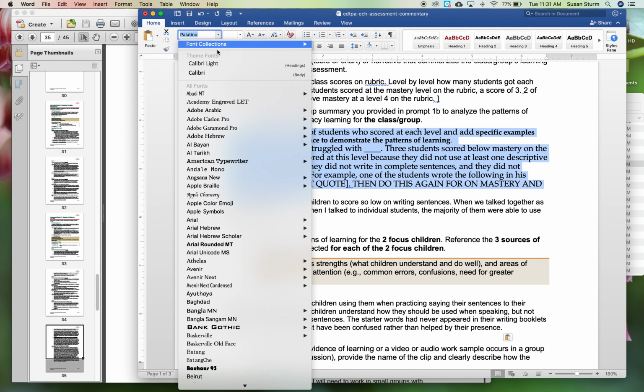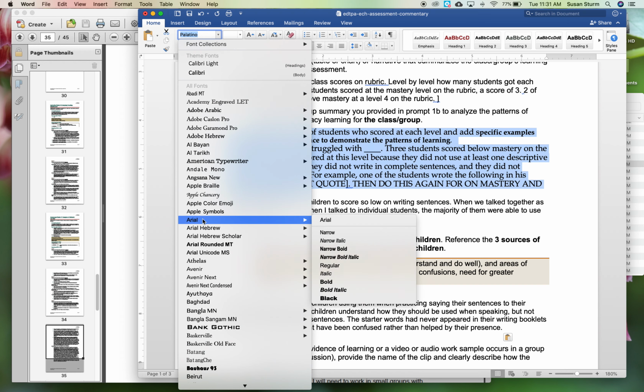I think this is Arial. I have to do this. It drives me nuts.